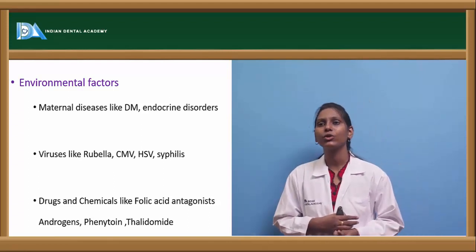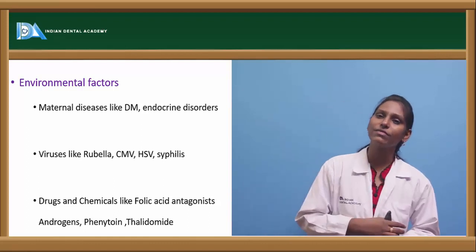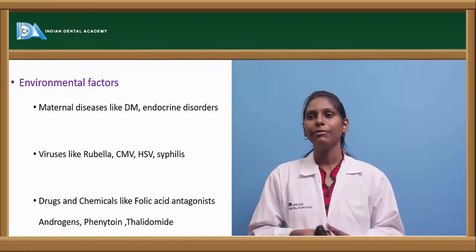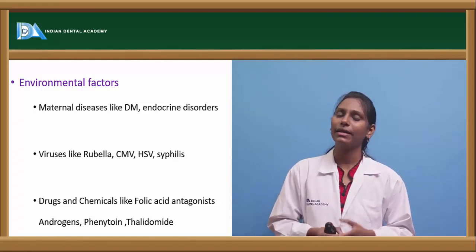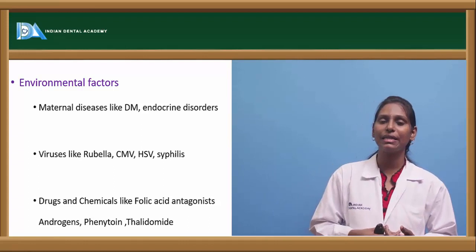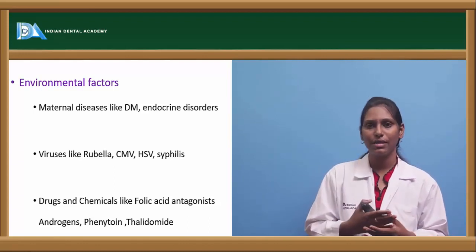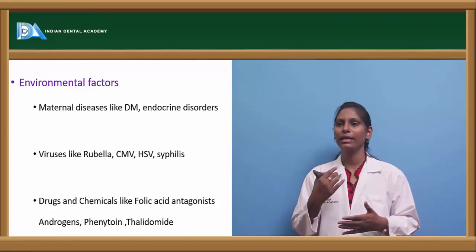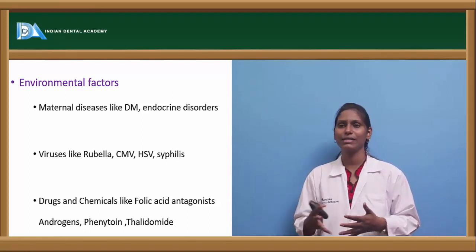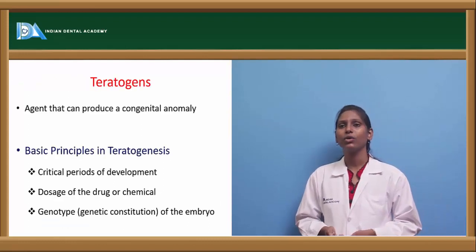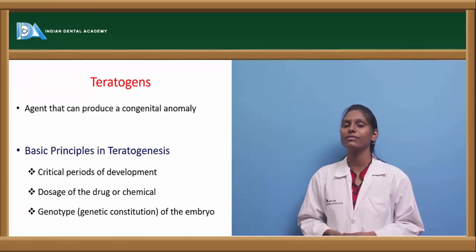Viruses like rubella, cytomegalovirus, HSV and syphilis can lead to changes in the fetus, again leading to some anomalies. That is the reason in syphilis we see congenital syphilis, right? We have Hutchinson teeth there, and again we have a depressed nasal bridge. All these conditions could be seen in case of syphilis. And various drugs and chemicals like folic acid antagonists, androgens, phenytoin, thalidomide, etc. can also lead to changes within the fetus.